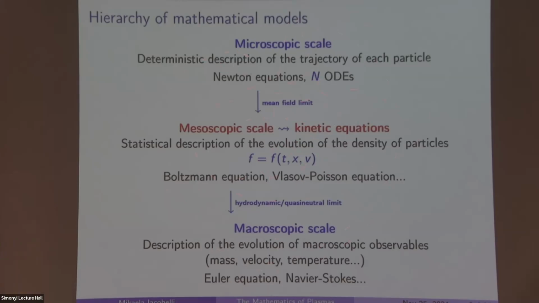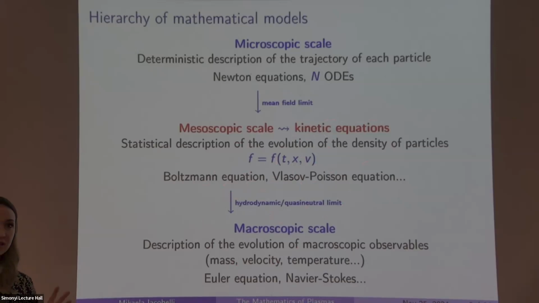Then we have the kinetic description. This is much coarser than the microscopic one, but you can make sense of this many-body system in a much more effective way. And here we have the two, let's say, most famous equations. The most famous is the Boltzmann equation. Then there is Vlasov-Poisson, that is what I will talk about today. But at this level, we still don't have observables.